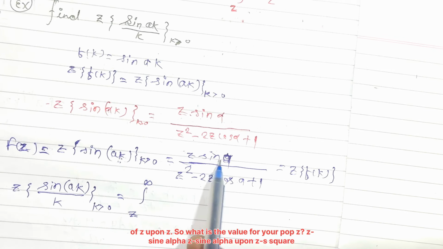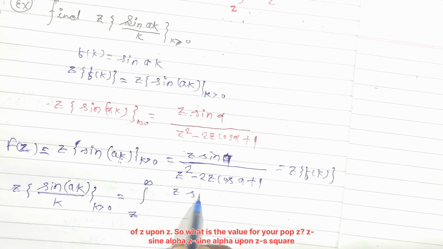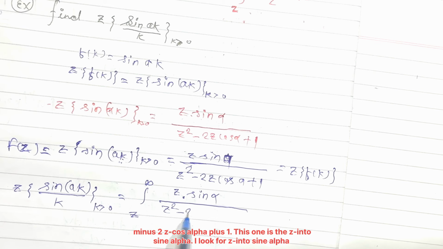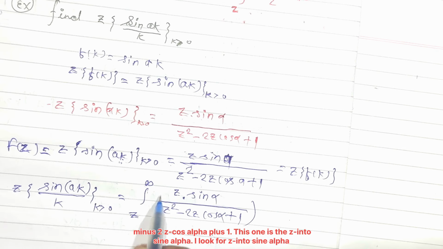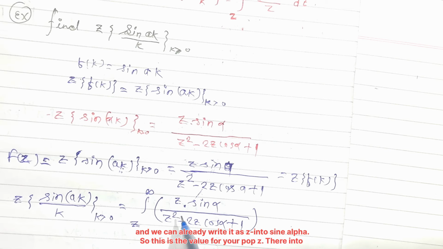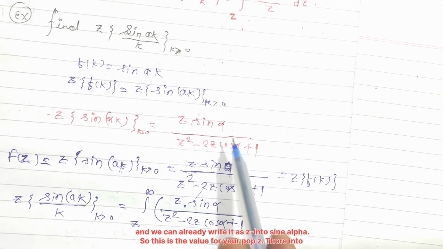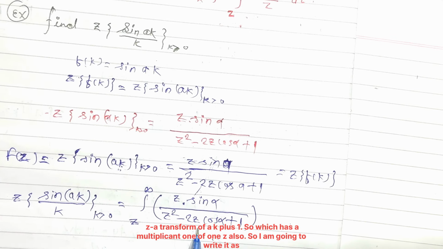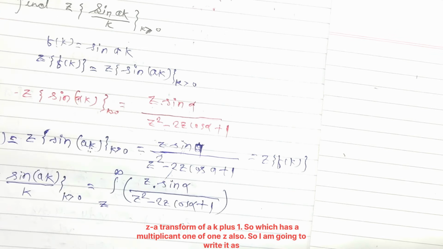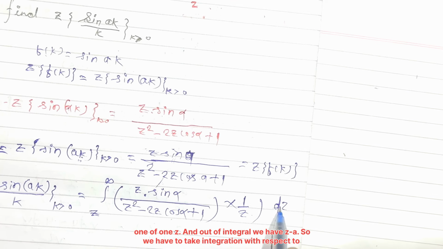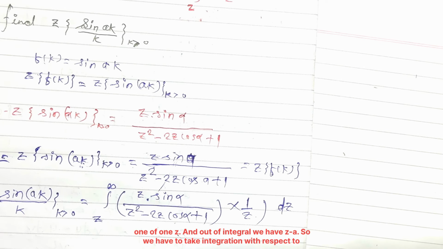So what is the value for f of z? z sine alpha upon z square minus 2z cos alpha plus 1. I have written the value of z into sine alpha over here. Actually this is the value for f of z: z into sine alpha over z square minus 2z cos alpha plus 1. It has a multiplicand 1 upon z also, so I'm going to write it as 1 upon z, and outside the integral we have dz. So we have to take integration with respect to dz here.